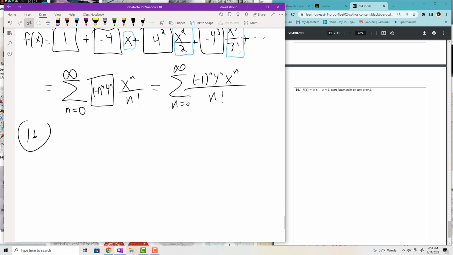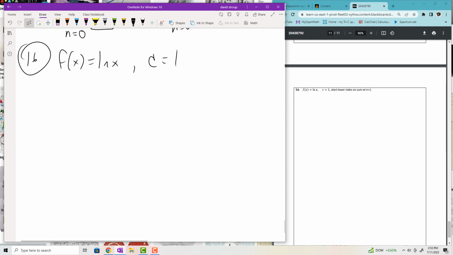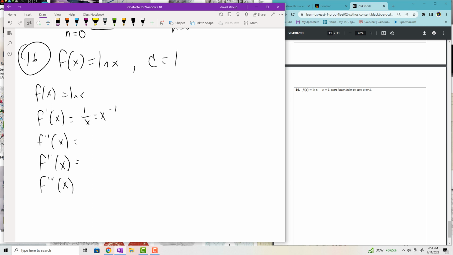16. So ln of x. This one will be Taylor because we want c equals 1. We want our lower index to be n equals 1. Okay, great. Here we go. The derivative of ln of x is 1 over x, which is x to the -1. Again, go far enough so you can see a pattern evolve.